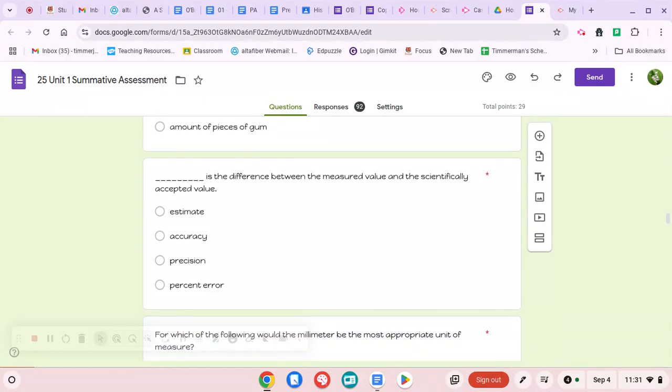Blank is the difference between the measured value and the scientifically accepted value. Is it the estimate is the difference, accuracy is the difference, precision is the difference, or the percent error is the difference between the measured value and the scientifically accepted value?